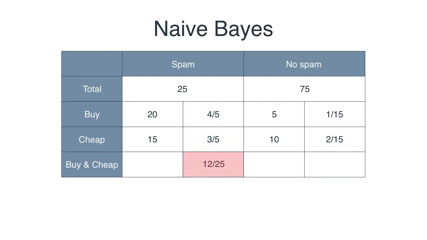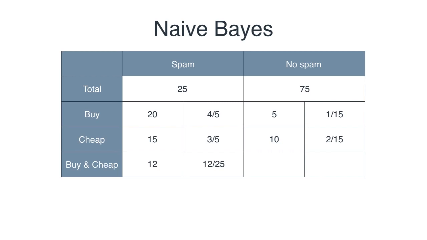And now, if this is the probability of buy and cheap appearing, how many emails contain buy and cheap? Well, we have to multiply by the total number, which is 25. So 25 times 12 divided by 25 is 12. So we conclude that 12 emails should contain the words buy and cheap. Even if there is 12 or 14 or 10 or none, logically, if we have that assumption, there should be 12. Now, let's look at the other two boxes.